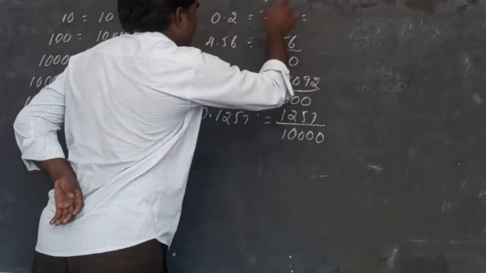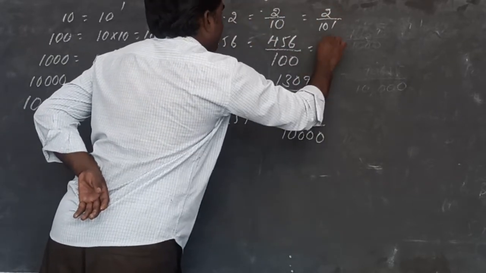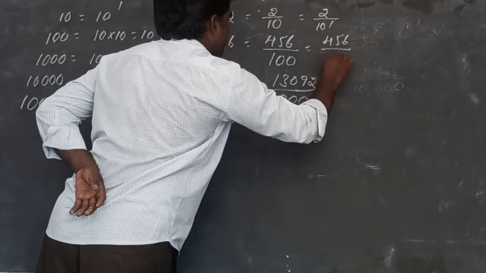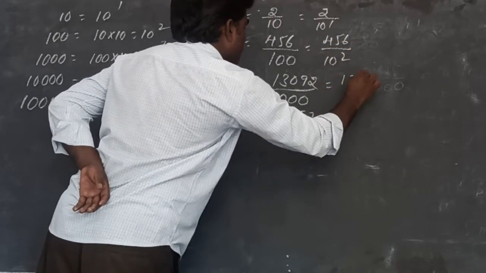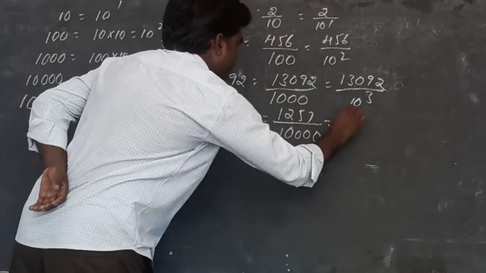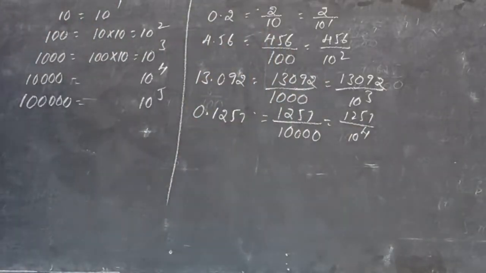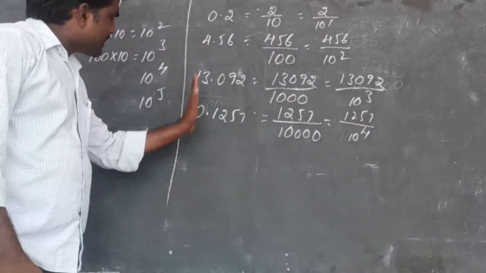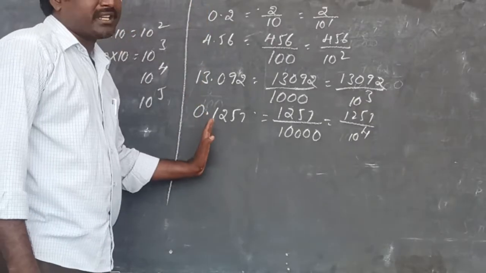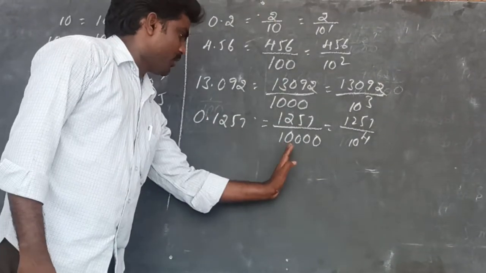So here, in the place of 10 we can write 10 power 1. In the place of 100 we can write 10 square. In the place of 1000 we can write 10 cube. In the place of 10,000 we can write 10 power 4. Okay, so here which decimals are these? Terminating decimals. The terminating decimals you can write in the form of p by q form.